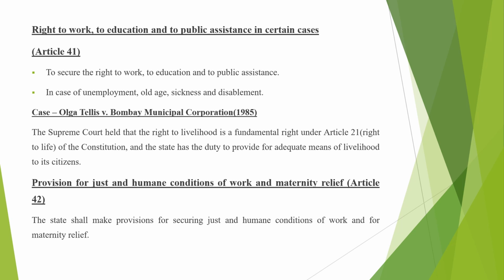So with this article, the Constitution has guided the state to make provisions for the betterment of these two categories of people. Now there are some provisions related to ensuring just and humane conditions of work and maternity relief. For example, the Factories Act 1948, the Maternity Benefit Act 1961, and so on.